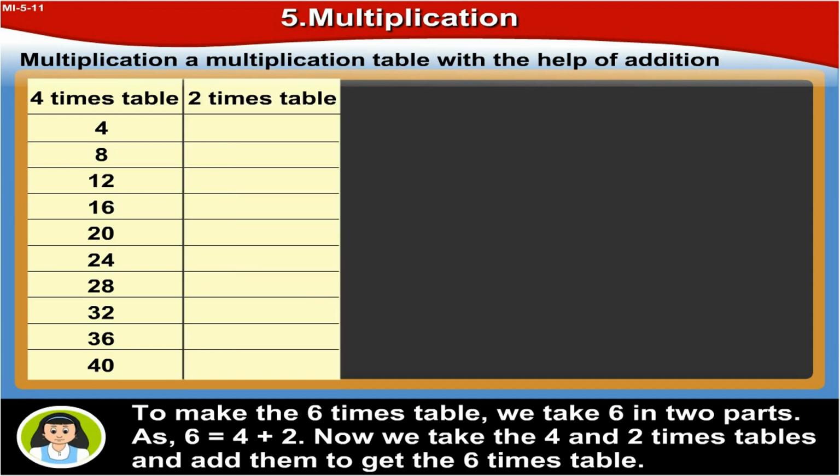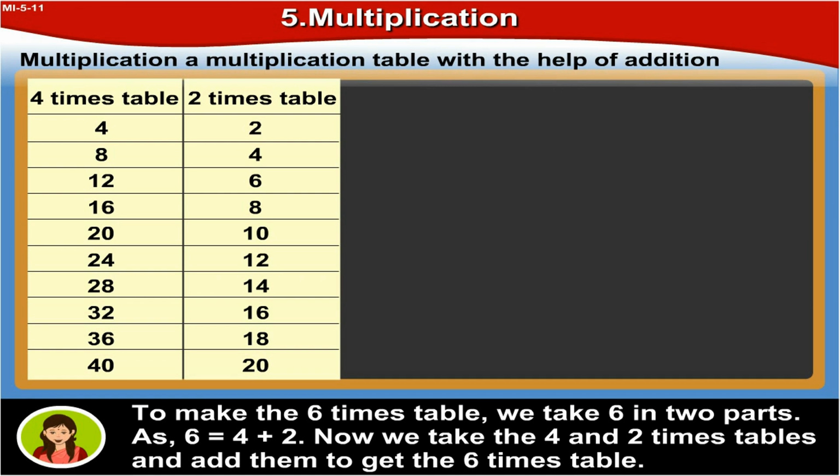Okay. 2 ones are 2, 2 twos are 4, 2 threes are 6, 2 fours are 8, 2 fives are 10, 2 sixes are 12, 2 sevens are 14, 2 eights are 16, 2 nines are 18, 2 tens are 20. Very good, Salma.